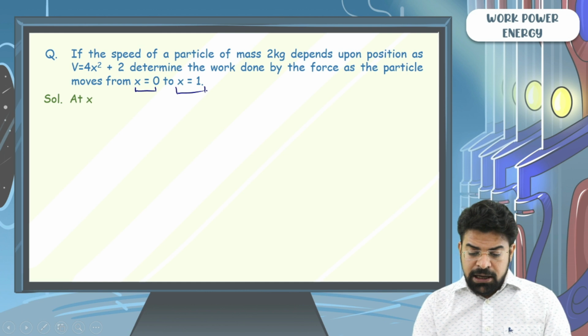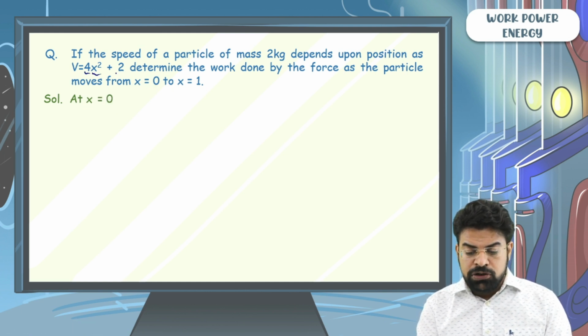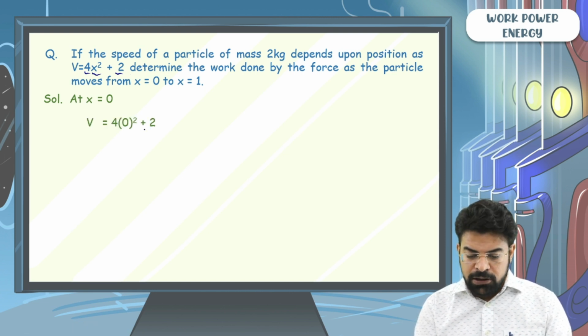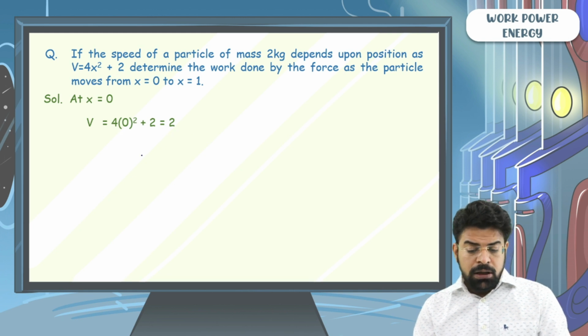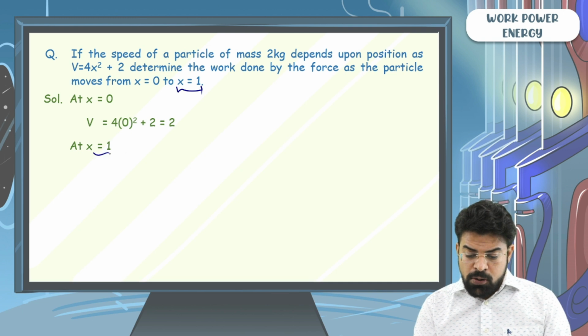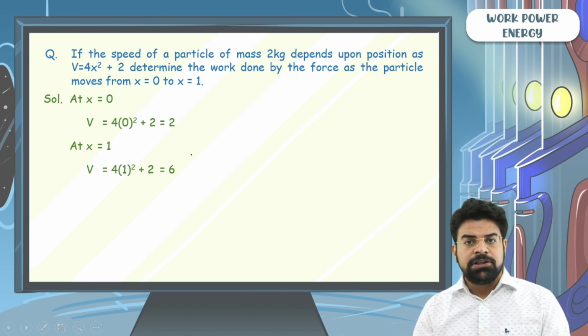So you will say at x equals 0, the speed will be how much? 4 into 0 square plus 2. And 4 into 0 square plus 2 is 2. So the speed will be 2. At x equals 1, the speed will be equal to 4 into 1 square plus 2. 4 into 1 square becomes 4. 4 plus 2 gives you 6. So the speed is 6.